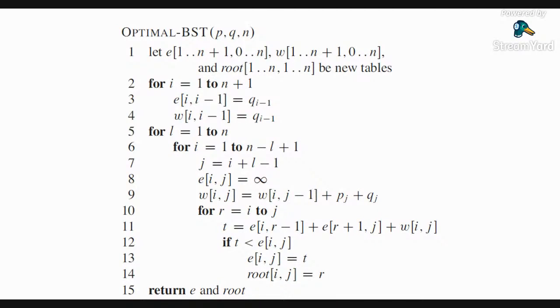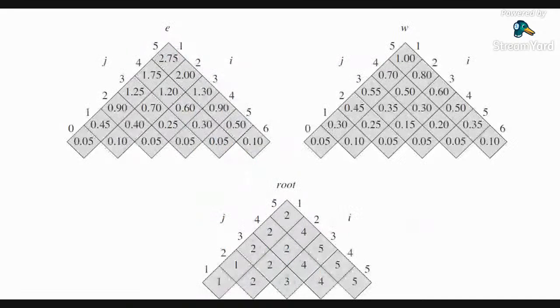Similarly, I will compute these 3 matrices: the E matrix, W matrix, and root matrix. So see, this is the final computation of the E matrix, W matrix, and root matrix. Now, how can I construct the tree? Once you have computed this, you can recheck once. The top value of the W matrix should be 1. And from this root matrix, I can reconstruct the tree.